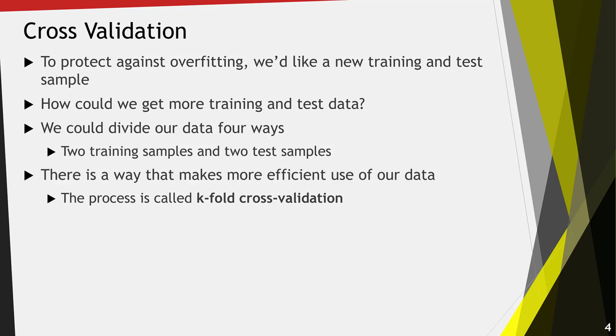Well, just like before, when we divided our data into training and test data, we could instead divide it 4 ways. We could create 2 training samples and 2 test samples, and then train 2 sets of models, 1 on each training sample, and then look at the forecasts on the test samples. This is a step in the right direction, but there's actually a way to make much more efficient use of the data that we have, and this process is called k-fold cross-validation.